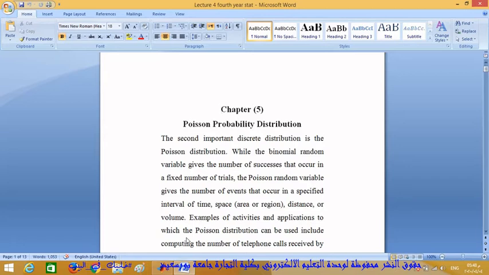Where the binomial random variable gives the number of successes that occur in a fixed number of trials, the Poisson random variable gives the number of events that occur in a specified interval, not forever, during an interval of time, space, area or region, distance or volume. So when I say that Poisson deals with the number of events during a specified interval, we don't mean interval of time only, but also interval of space, or of distance, of volume, and so on.